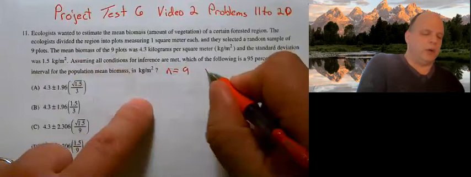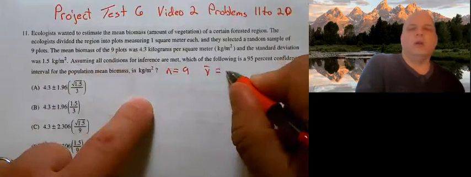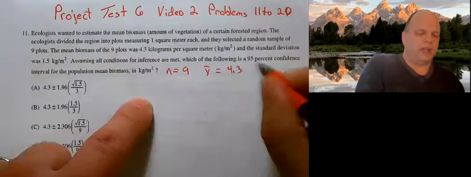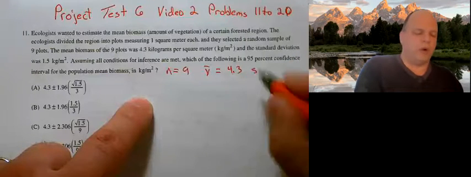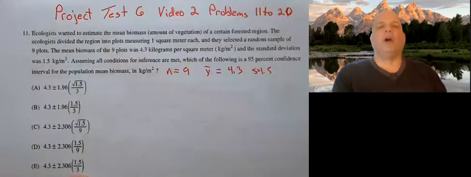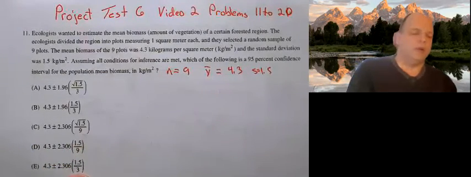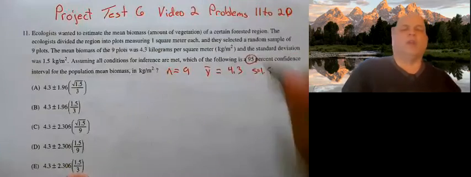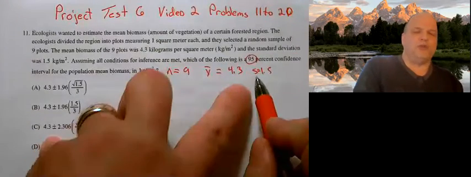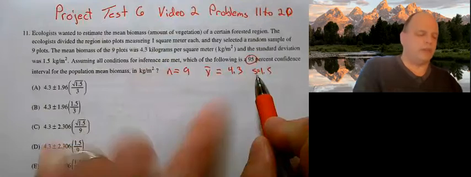The mean biomass of the 9 plots was 4.3 kilograms per square meter, and the standard deviation was 1.5. So we have an X bar equal to 4.3 and a standard deviation of the sample of 1.5. Assuming all conditions for inference are met, which of the following is a 95% confidence interval for the biomass? So first off, this is going to be a t distribution since I'm using the standard deviation of the sample.